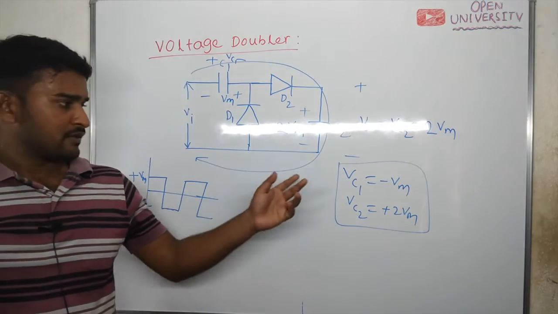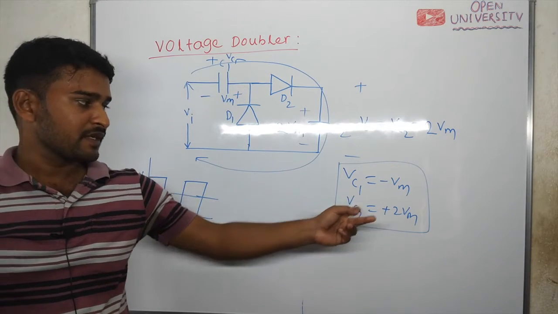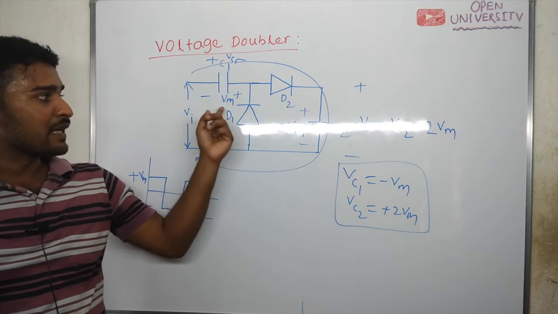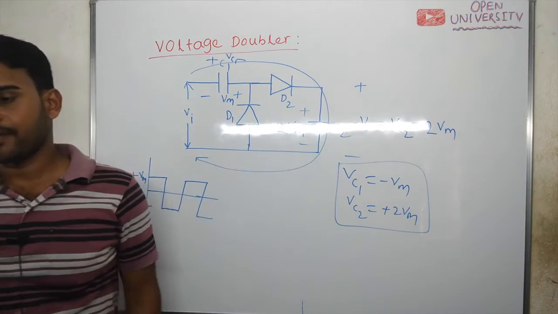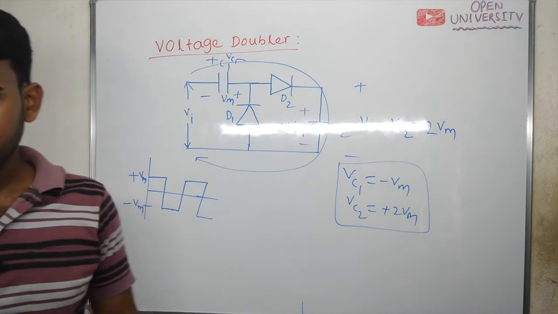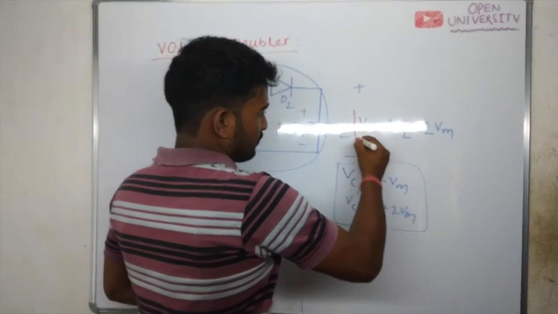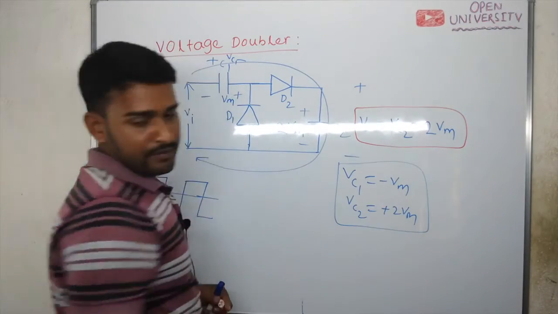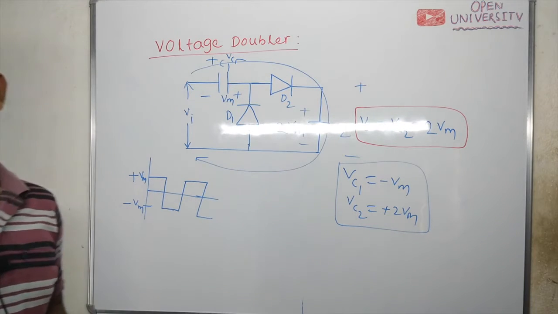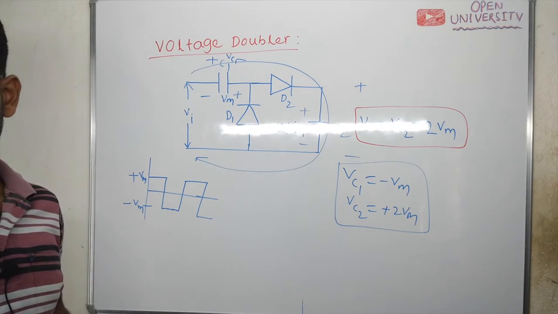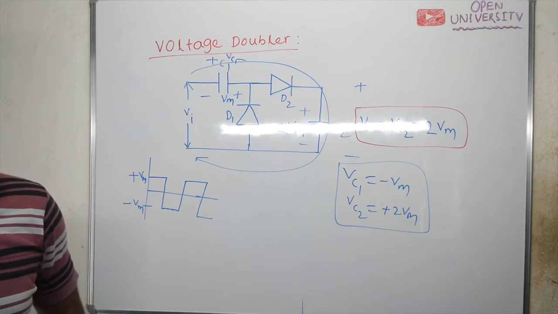Write down this. In steady state, Vc1 becomes minus Vm, and Vc2 is 2 Vm. Write down this, and thus output voltage equals Vc2 equals 2 Vm. It is a voltage doubler. Output voltage is 2 times the input voltage.